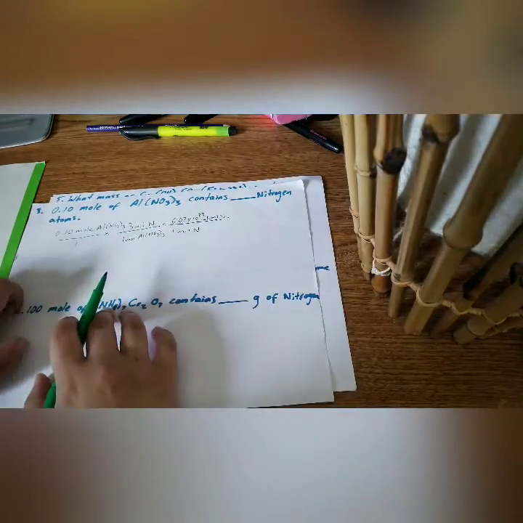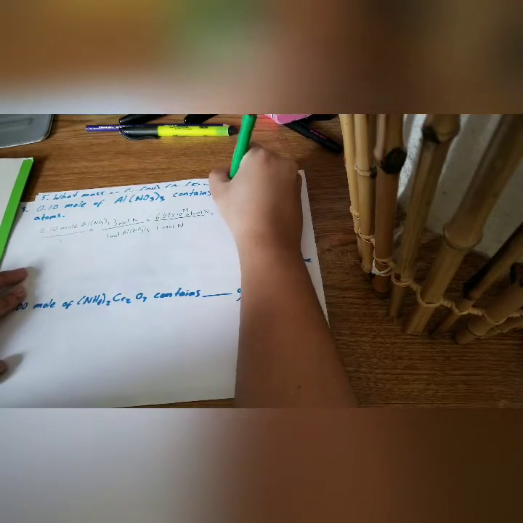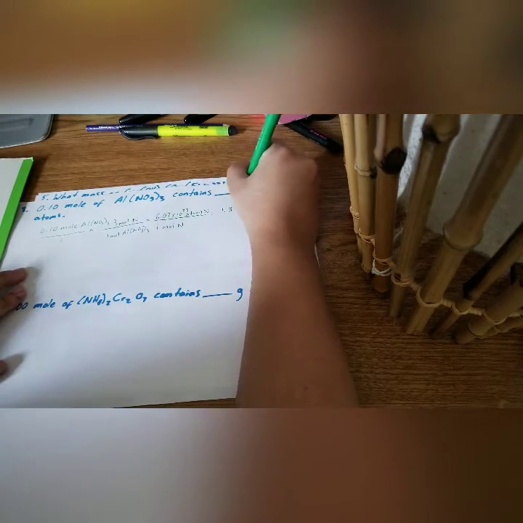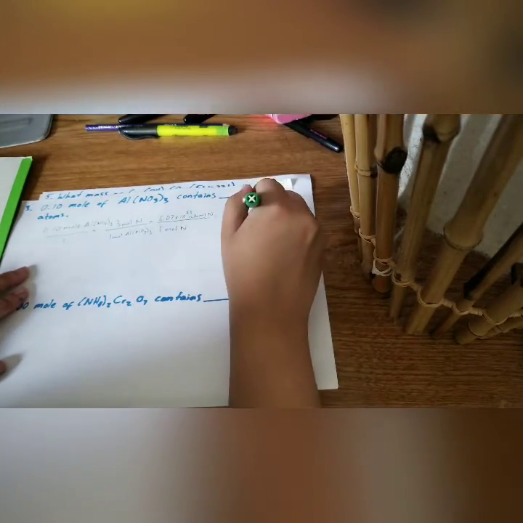So then you plug this into the calculator, and you should be getting 1.8 times 10 to the 23rd. So this is your answer.